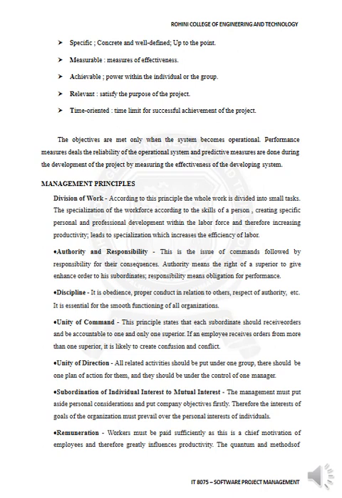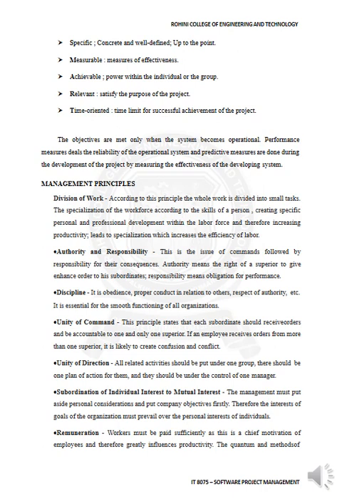So authority and responsibility. This is the issue of commands followed with the responsibility for their consequences. Discipline, it is obedience, proper conduct in relation to others, respect of authority, etc. Unity of command. It states that each subordinate should receive orders and be accountable to one and only one supervisor. Unity of direction. All related activities should be put under one group. There should be one plan of action for them.